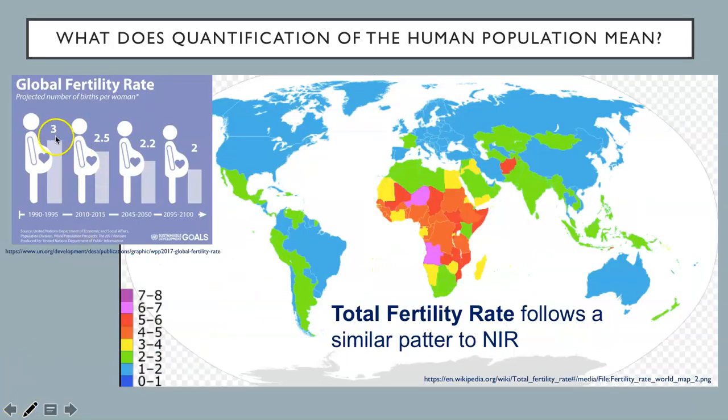I already mentioned that total fertility rate has dropped dramatically among more economically developed countries, again hovering around 2 per woman, but it still exceeds 6 in some African countries, again contributing to population growth.